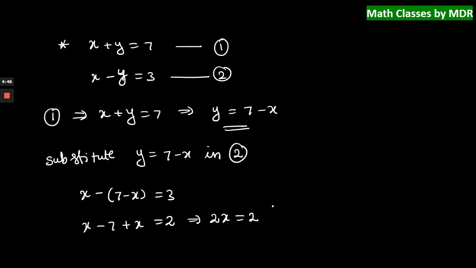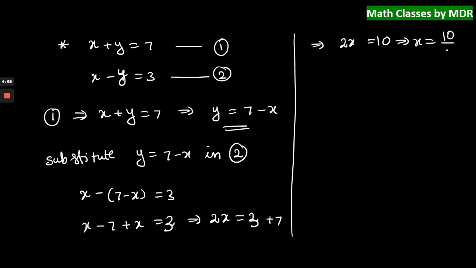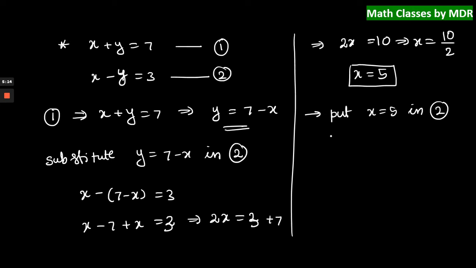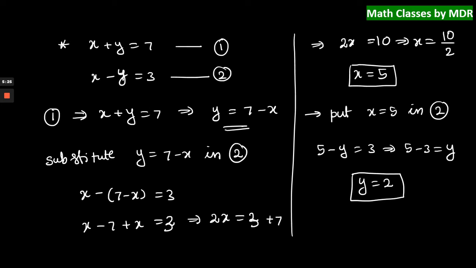7 you can take to the right hand side, 3 plus 7, which implies 2x equals 10 and x equals 10 by 2, and your x value is 5. Now substitute this x value in either equation 1 or 2. Plug in x equal to 5 in equation 2, let's say. You will get 5 minus y is equal to 3. So 5 minus 3 is equal to y, and y is equal to 2. This is the substitution method.